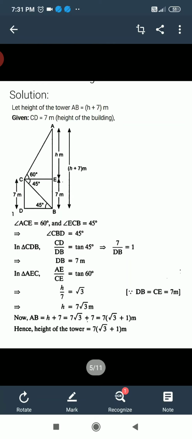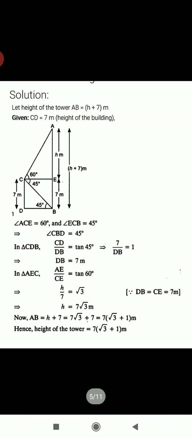Now again in triangle ACE, tan 60 you can take perpendicular upon base, AE upon CE, H upon 7 equals root 3. So you can get H equals 7 root 3. Therefore total AB equals H plus 7, that is 7 root 3 plus 7. You can take the common 7, therefore 7 times root 3 plus 1. In decimal, if you want to find it, you can put the value of root 3, that is 1.732.